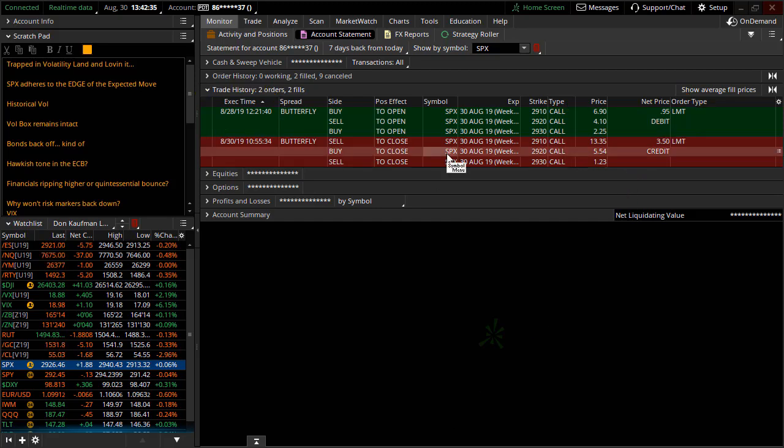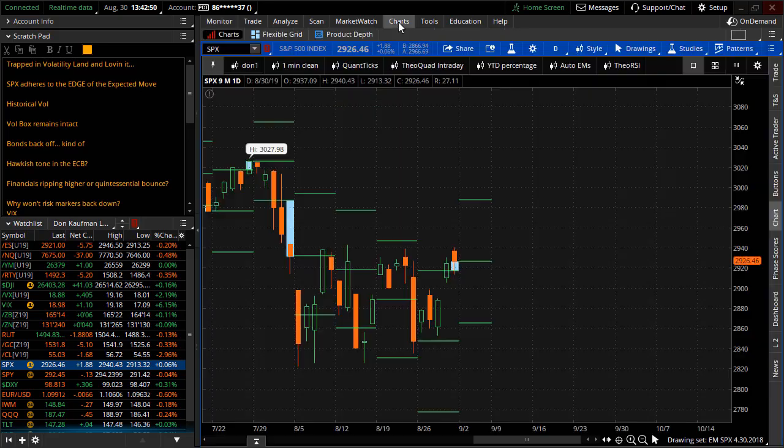The irony is I probably could have held on to it a little bit longer on this Friday and taken that trade off for about $6, but hey, we hit our percentage gain of what we intended to. This is an expected move butterfly. We took it, we ran. Nevertheless, the SPX adheres to the edge of the expected move.